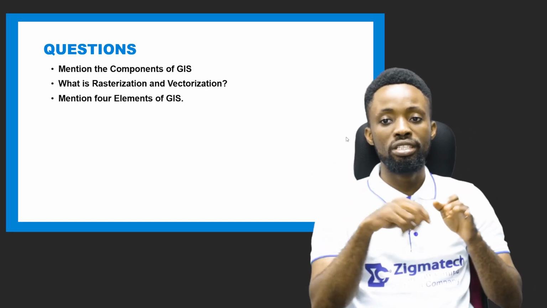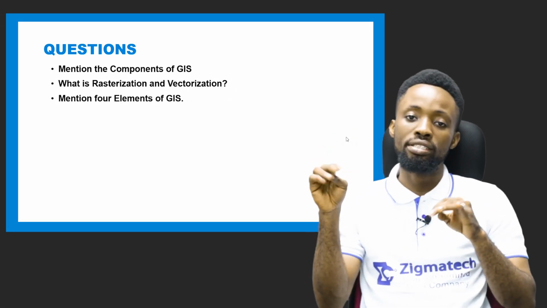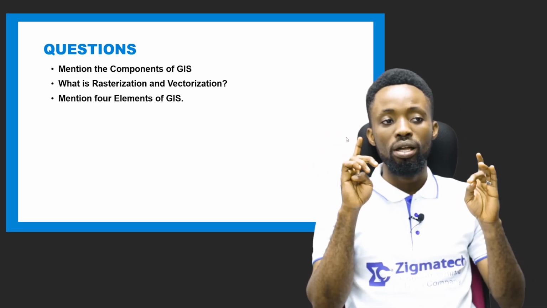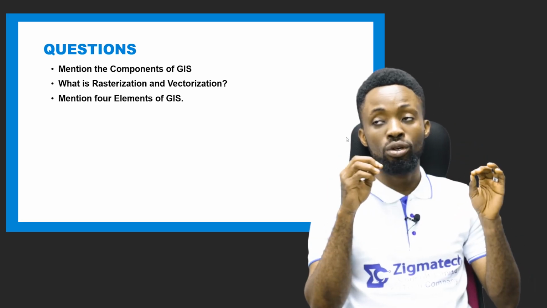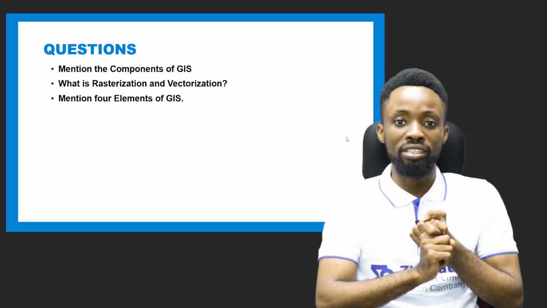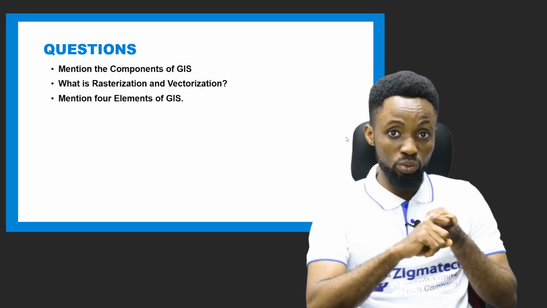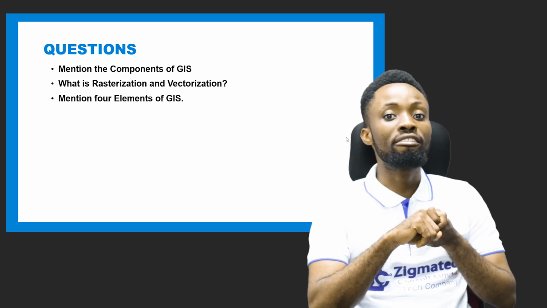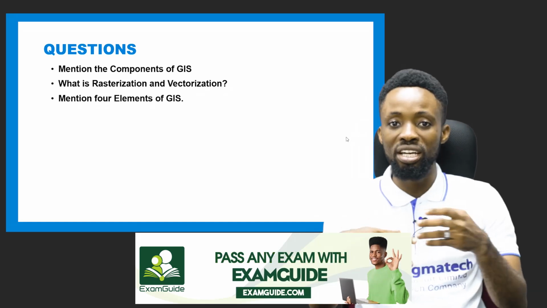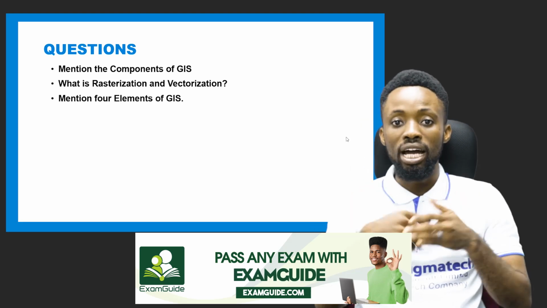Now, the next question says, mention 4 elements of GIS. Now, like I said, the elements of GIS is different from the components of GIS. So for elements of GIS, we have data acquisition, we have data exploration, we have data management, we have data display, and we have the vector data model, and we also have data analysis. So these are the elements of GIS, and I hope you got it just like I did.